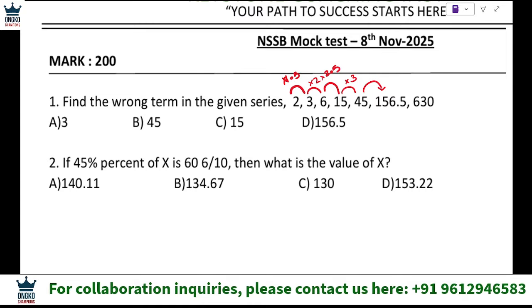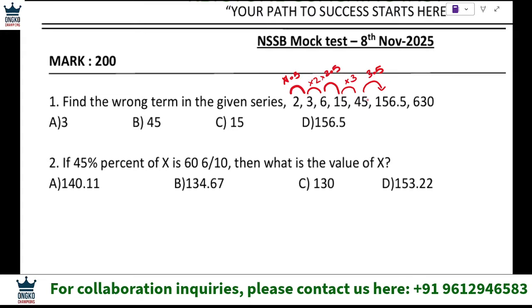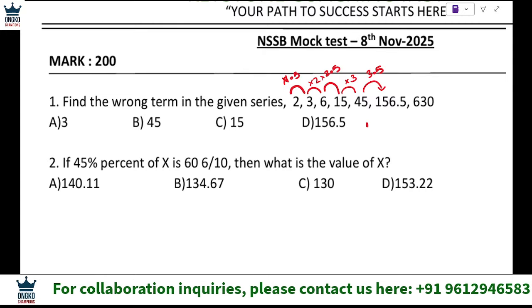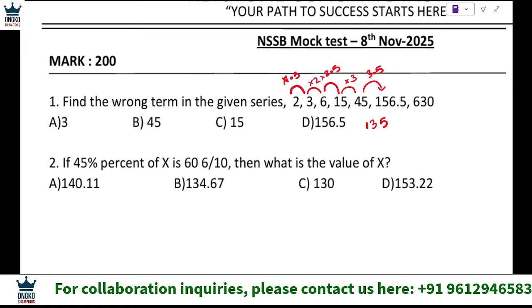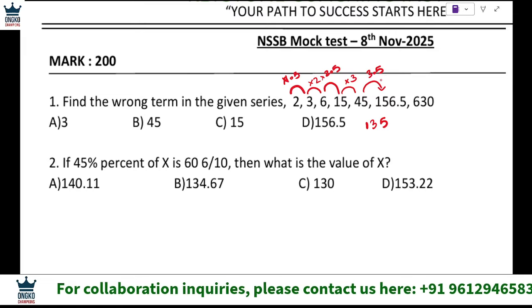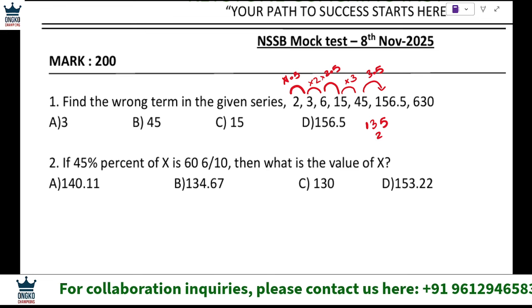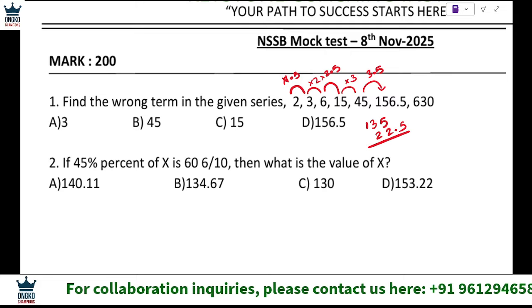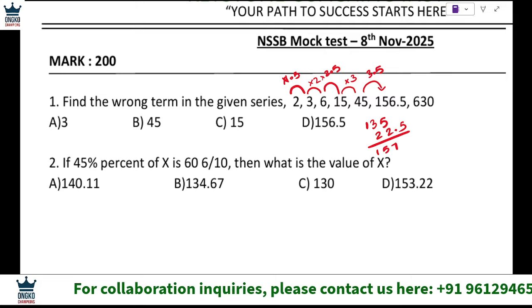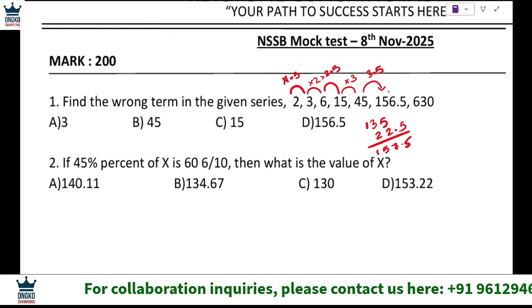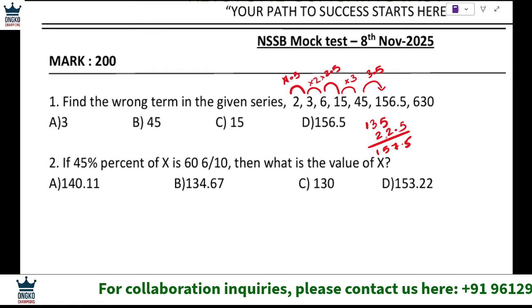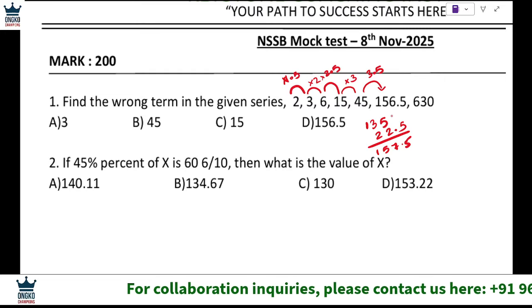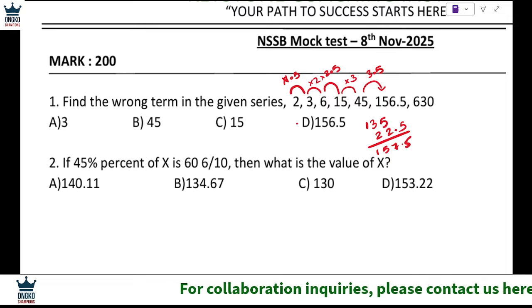Then this should be 3.5. So 3 times 45 gives us 135, and half of 45 gives us 22.5. Then this will give us 157.5. So this is the wrong one. This should be 157.5 whole. So the answer is this one.